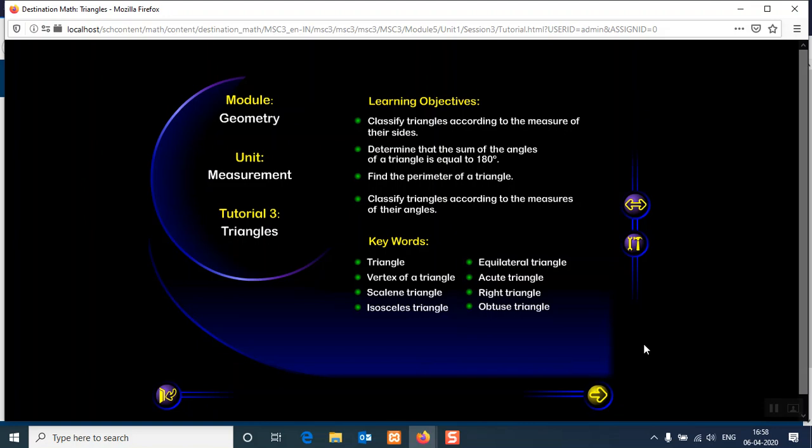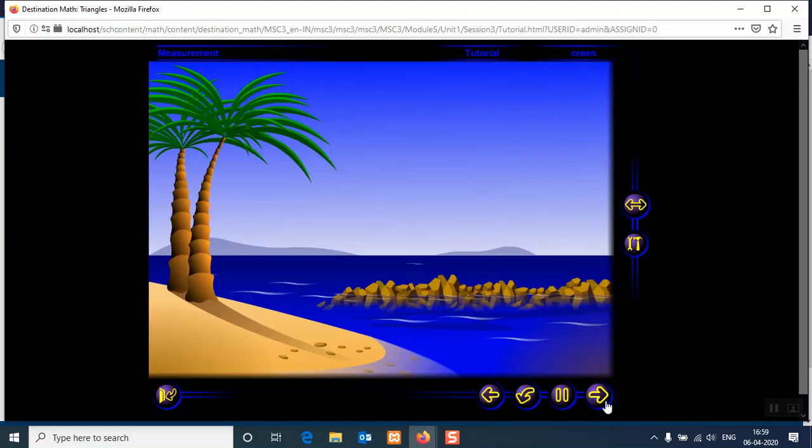The first page you see here is the learning objectives. My grade 5 students should know what they are going to do in the entire week. Through my learning objectives slide, I'm telling my students what they are going to learn and how we are going to engage them. We are also telling them the important key words that they will be learning in this one week session on triangles. So let's continue with the content.